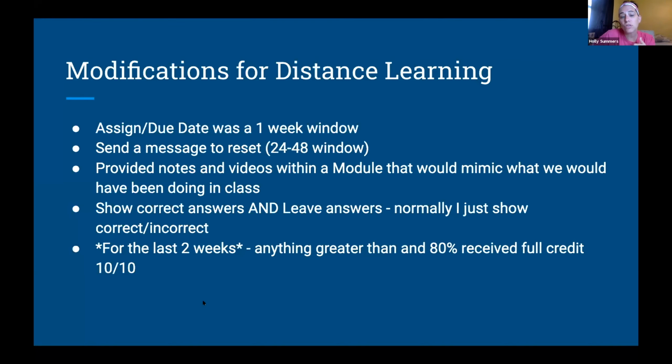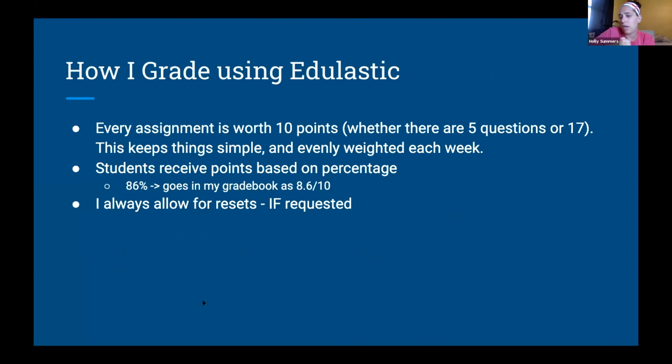And then for the last 2 weeks, I gave them anything greater than an 80%, and if that had a typo in it, 80% would go ahead and get the full credit. The way I've done my grades, every assignment is always worth 10 points. I just have an 80-20 rule in my class with testing and homework points. So whether there were 5 questions or 15, I just made it 10 points. It was really simple to keep it that way.